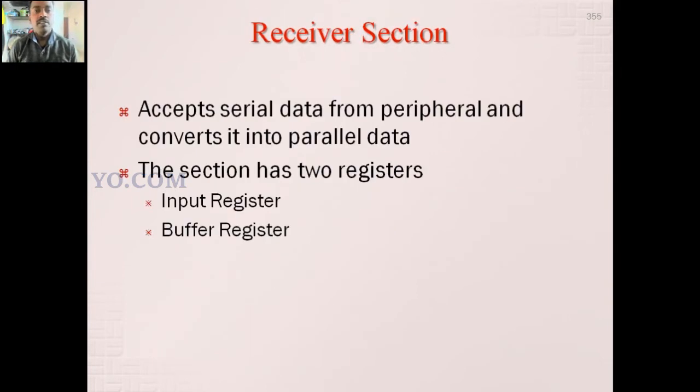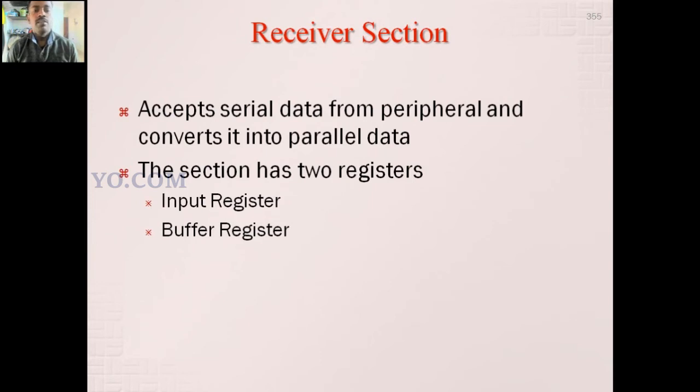Okay, next one is the receiver section. The receiver section accepts the serial data from the peripheral device and converts the serial data into parallel data, and the parallel data is sent to the microprocessor unit through the data bus, the data buffer.